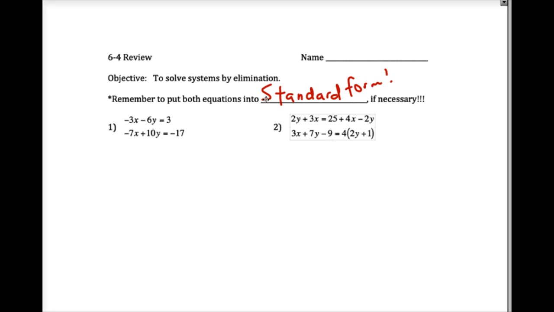Can somebody rattle off standard form for us? Ax plus By equals C. Go ahead, Briggs. Ax plus By equals C. Okay. And when we're putting equations in standard form to solve them by elimination, it's okay if A is negative. Technically, neither of these first two equations is in standard form because A is negative. But for our purposes with solving systems, it's okay if A is negative.